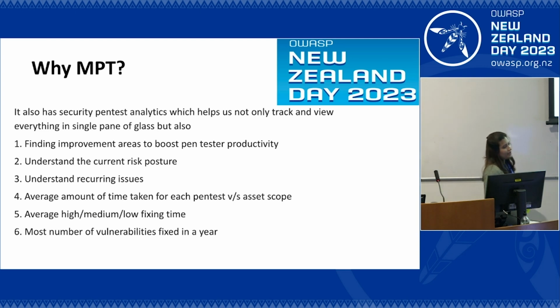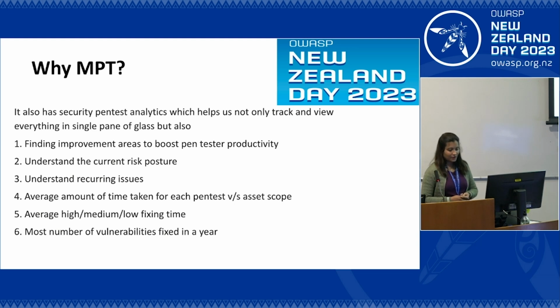Why am I proposing this solution? It has security pen test analytics, which helps us track and view everything in a single pane of glass. We don't have to open 5, 6 different reports. Finding improvement areas to boost pen tester productivity. We could manage our resources better. Understand the current risk posture. Looking at the current findings, I could understand where my organization is heading, how many high, medium, low findings I have open. Understand recurring issues where we are failing again and again. It's very easy to identify that this is the area of improvement for us.